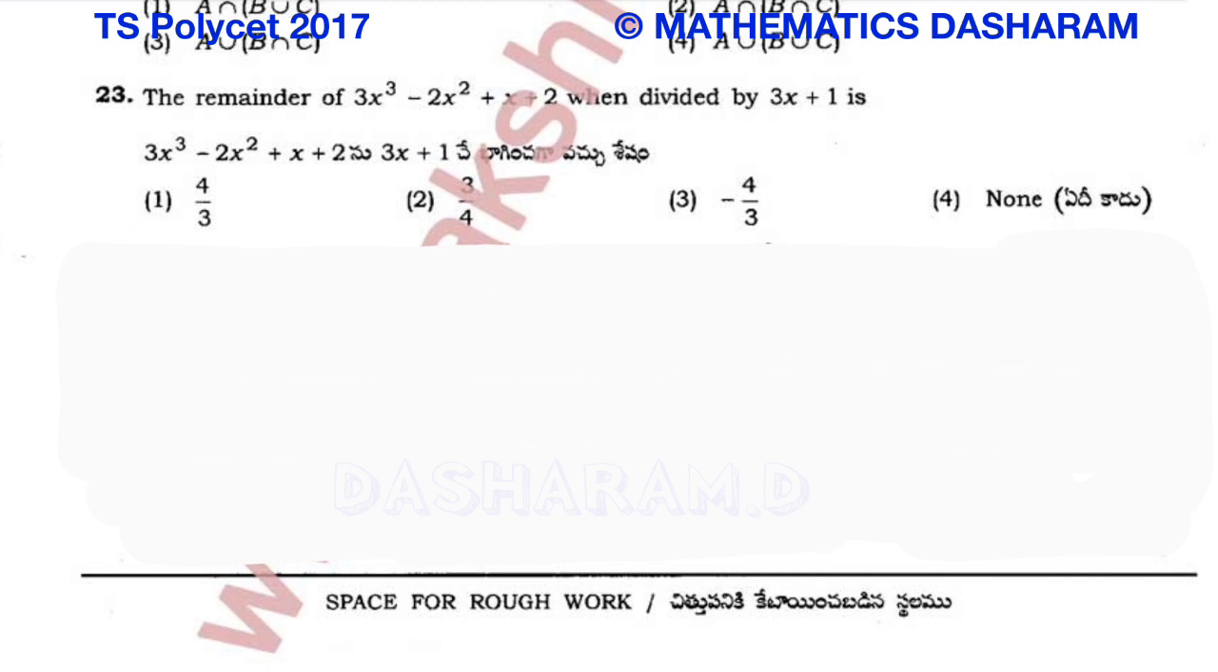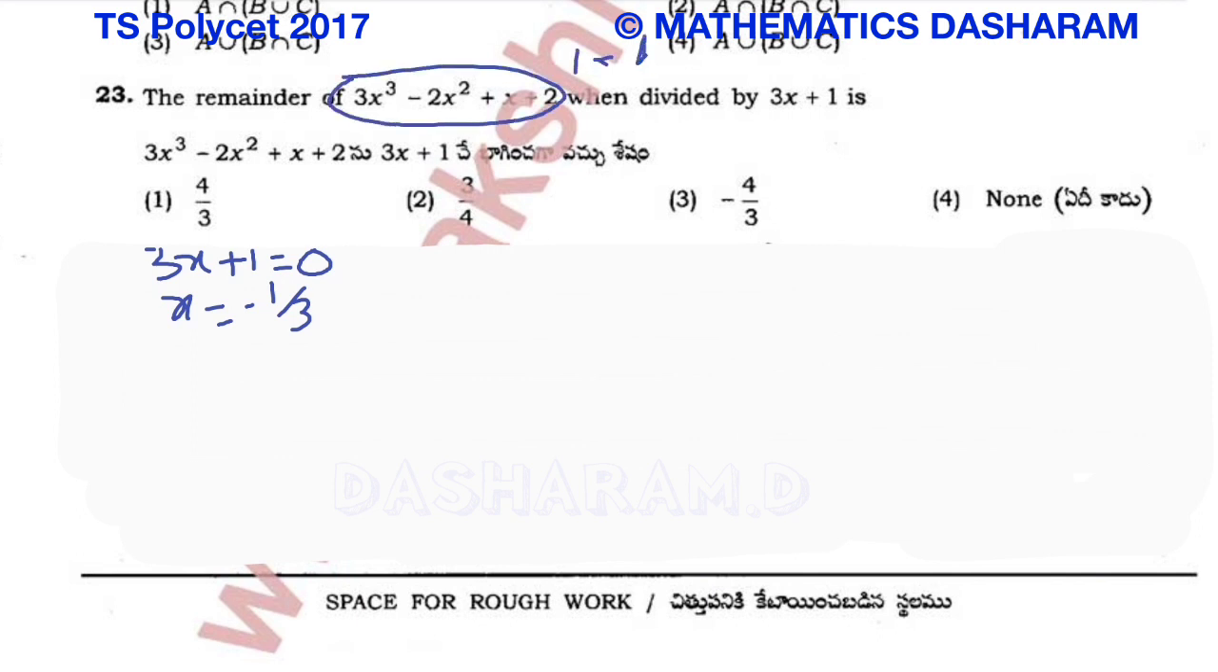So as per the remainder theorem, first we have to find out the 0 for the given divisor, that is 3x plus 1. So how to find out the 0? Just equate 3x plus 1 to 0 and find out the x value. So here x equals minus 1 by 3. Now consider this given polynomial as p of x, then the remainder will be p of minus 1 by 3.